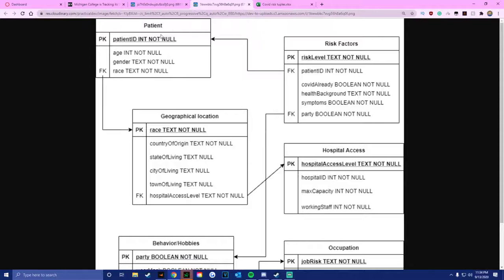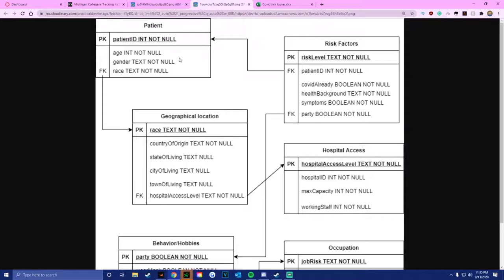It still basically starts with patient, even though everything relates to one another. I have the primary key, which is going to be the patient ID, which will just be a number to identify the patient. Then the patient box goes to the foreign key of race, which is the only thing I can really think of that relates to the geographical location, which is basically race anyway.